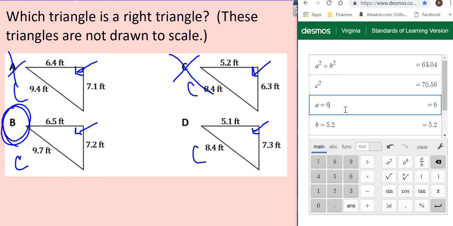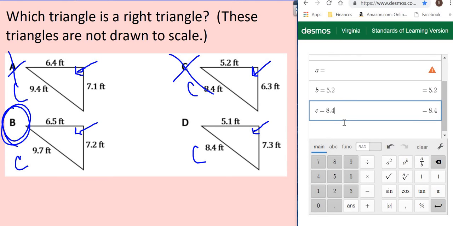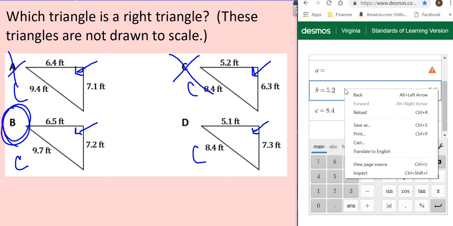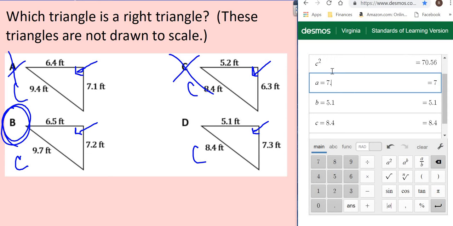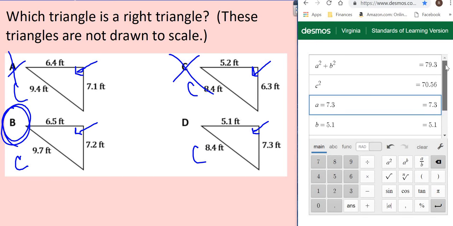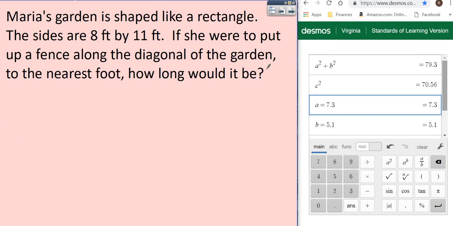So last but not least, I'm going to erase all my numbers and put in the measurements, sorry about that, for my last triangle. Again, I'm just making doubly sure. Again, it's 8.4 for the hypotenuse, so that's C. 5.1 would be one leg, and 7.3 would be the other leg. And let's see if those match. They do not. So therefore, B is the only answer there. And your calculator was all you needed to be able to do that.